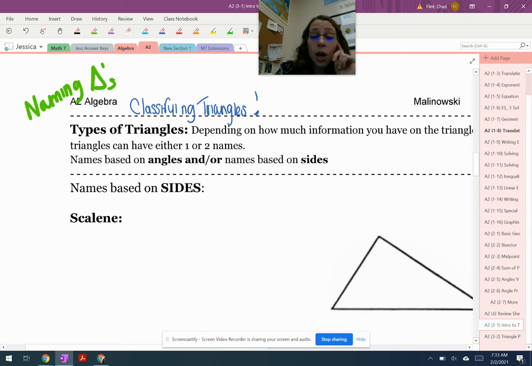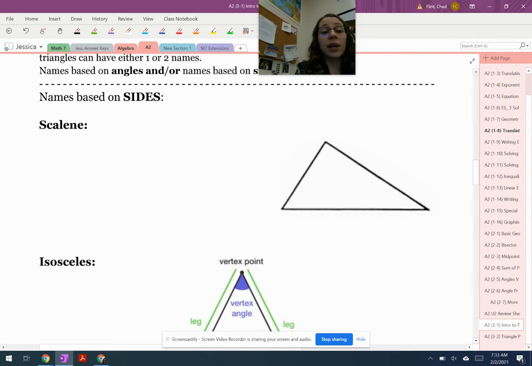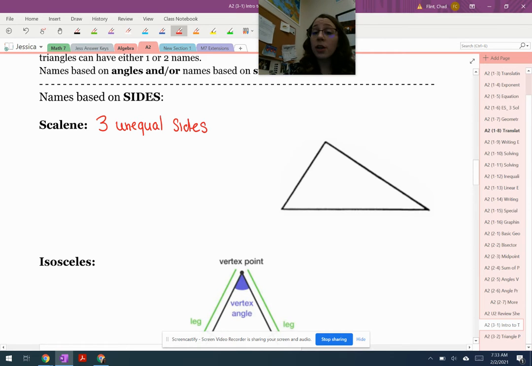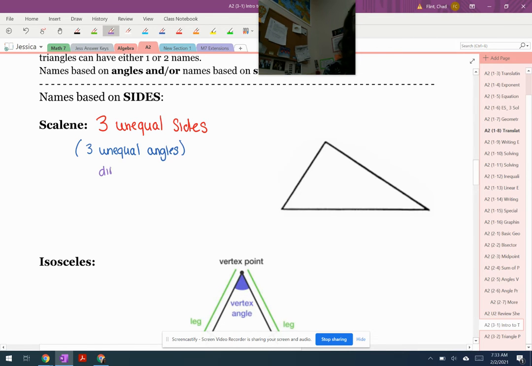their sides. So starting off with the names that are based on sides, a scalene triangle has three unequal sides. So none of the triangle sides are the same length. So a scalene has three unequal sides, which also means that there are three unequal angles. And again, when we're saying unequal, we just mean different, right? We're just meaning they're all different. None of them are the same.